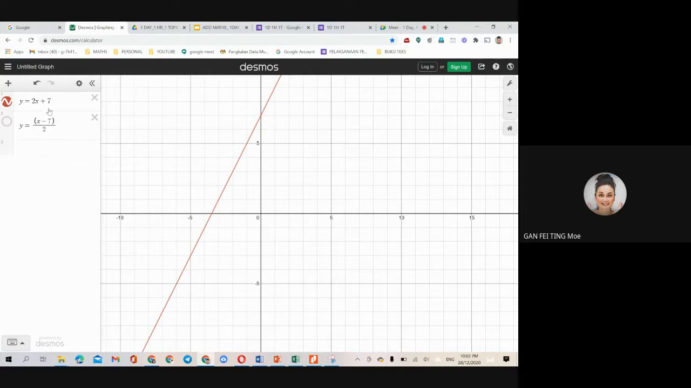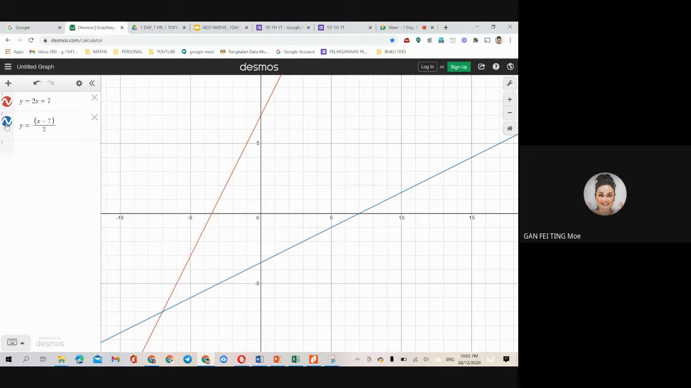Okay, this is my direct function, y equals 2x plus 7, right? So the inverse will be y equals x minus 7 over 2. Do you get this just now, right? So now you check on this: the blue color line and the red color line.